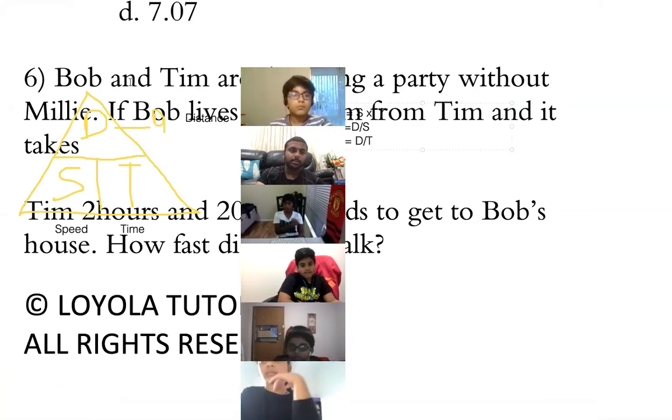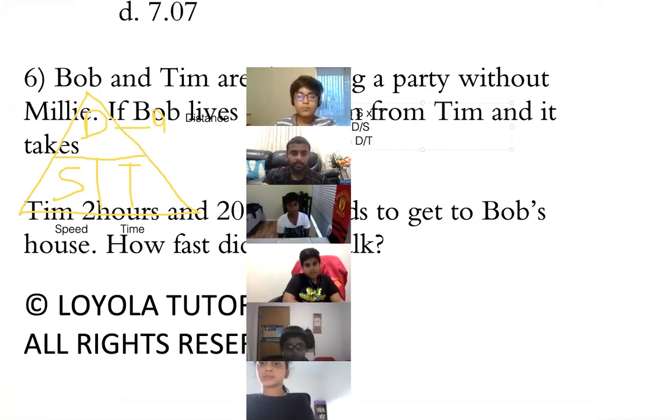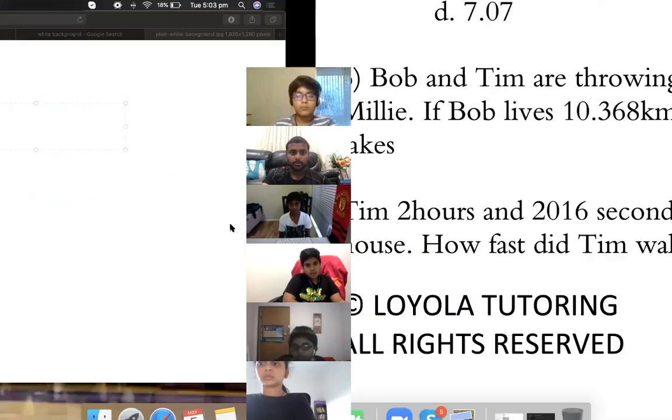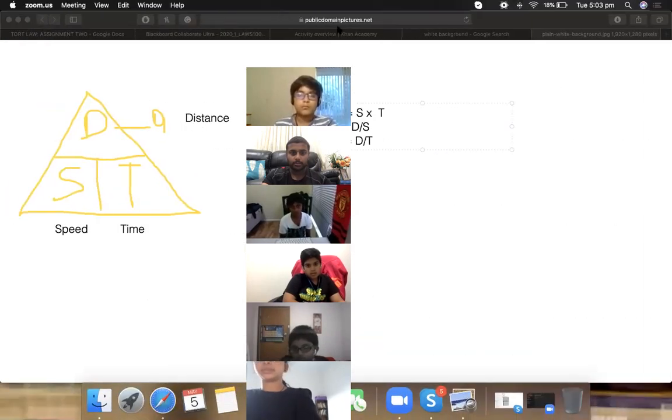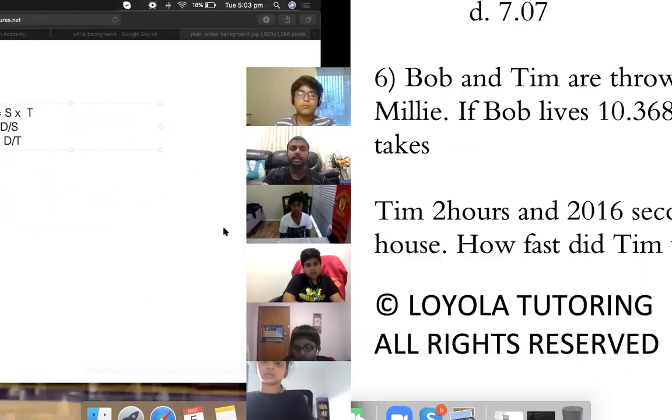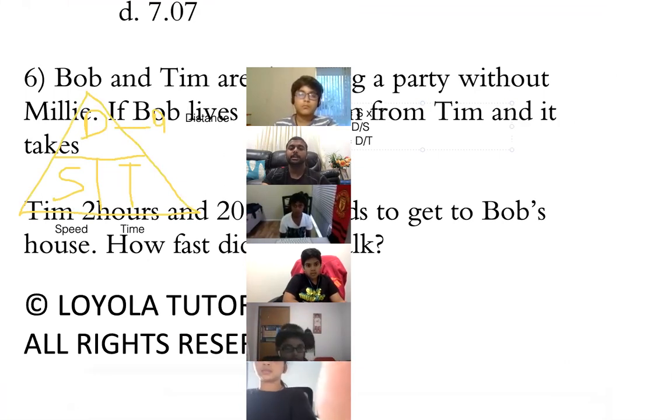It says that Bob lives 10 kilometers from Tim, and it takes Tim 2 hours and some seconds. Can you still see the DST triangle? Because I can. When you go to the other thing, it's annotated, it will come over.